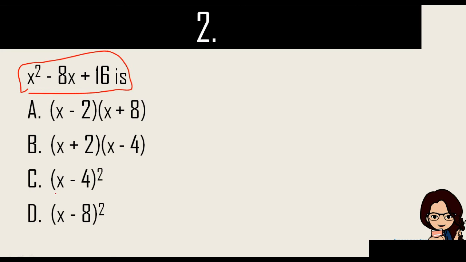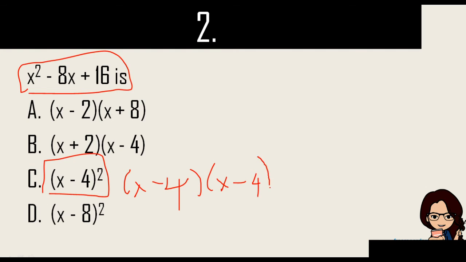When it's like this, usually, we have what are called special products when it comes to binomials. What does special products mean? Take, for example, this letter C. x minus 4 squared. That just means x minus 4 times x minus 4. And the rule here is FOIL. So, multiply the first, which becomes x squared. Multiply the outside, which is negative 4x.